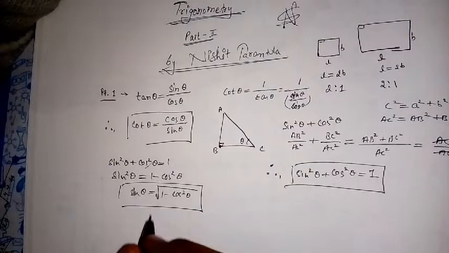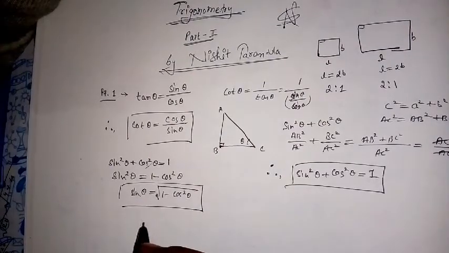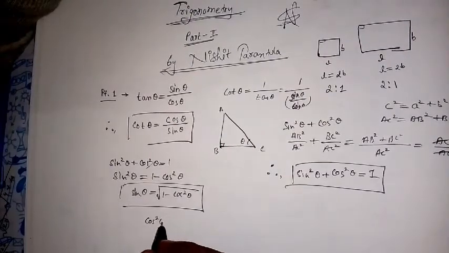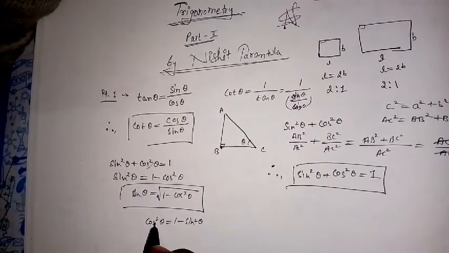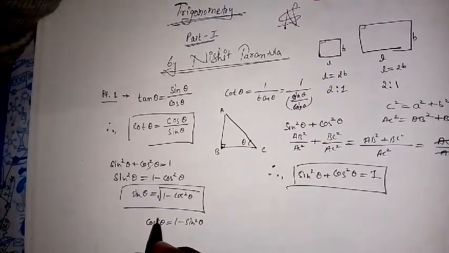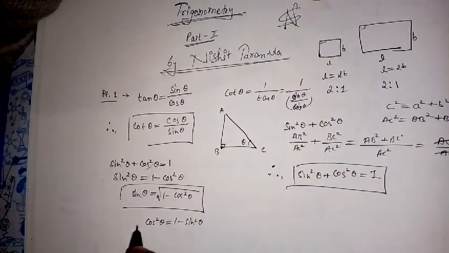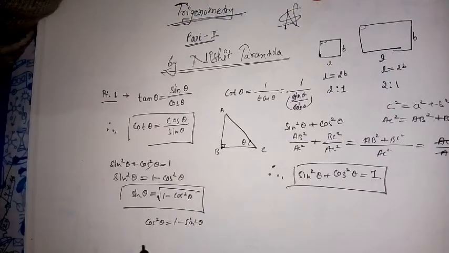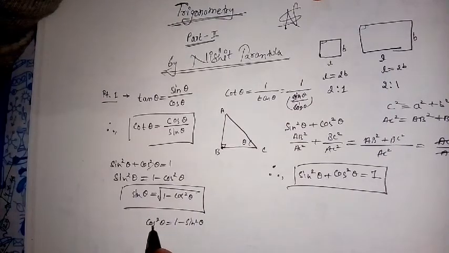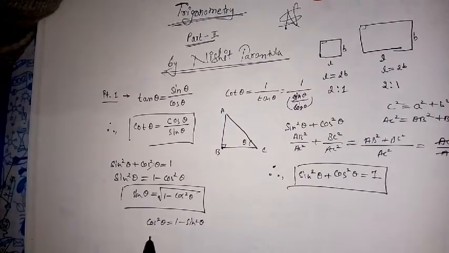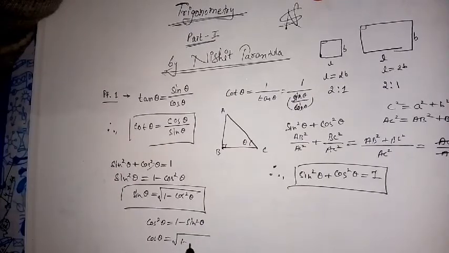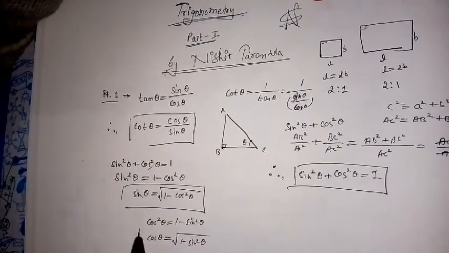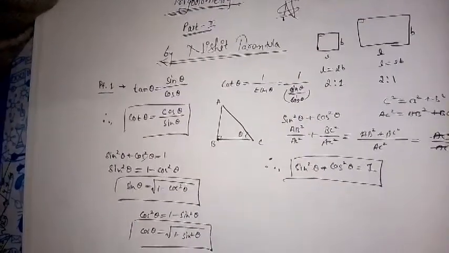Now we can do the same with cosine. If you want cosine of angle theta, cosine squared theta will be 1 minus sine squared theta. We will take the square root of both sides, that is the square root of the LHS and the RHS. So we'll have cosine theta equals under root 1 minus sine squared theta. And this is our fifth identity.